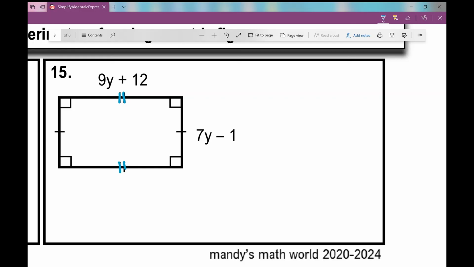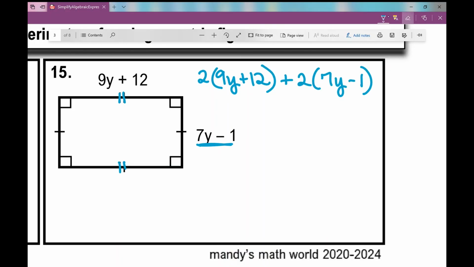So if I have two sides that are the same length, remember, P equals 2L plus 2W. You might remember that formula. 2 times the length plus 2 times the width is the formula for the perimeter of a rectangle. Well, twice the length is going to be 2 times 9y plus 12 plus 2 times the width. Well, that's 7y minus 1. And now I've got an expression that represents the perimeter of this rectangle. So now I need to simplify it. How do I do that?